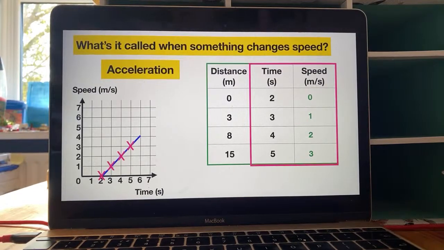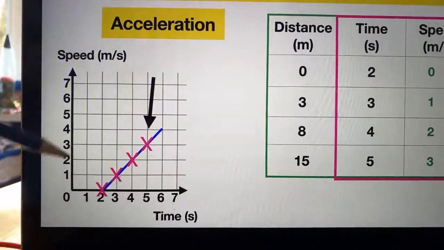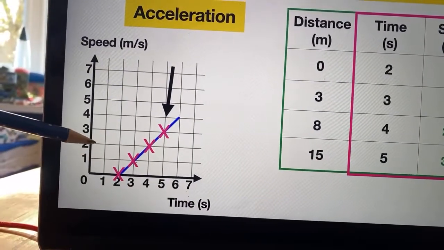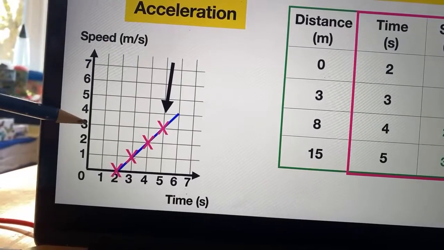In real life, you say that something's decelerating if it's slowing down, don't you? But in physics, you could call that negative acceleration. More of that next week. But anyway, yes, what is happening here is acceleration. This thing is speeding up. Its speed is changing. First, it was going at 1 meter per second, then 2 meters per second, and then 3 meters per second. So its speed is changing.